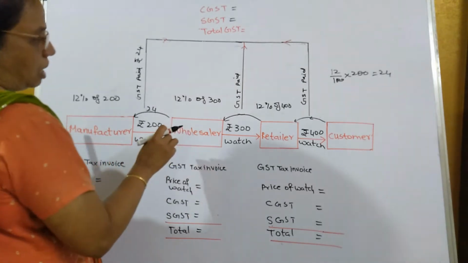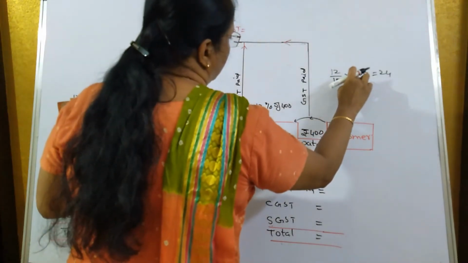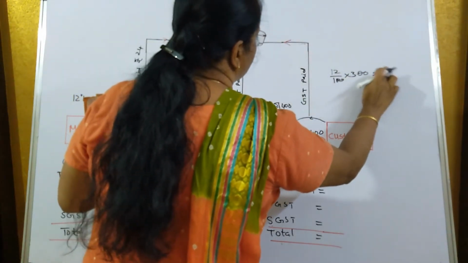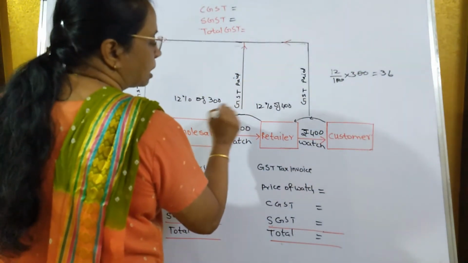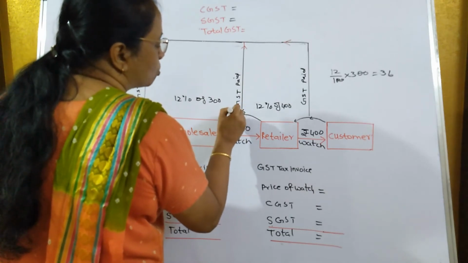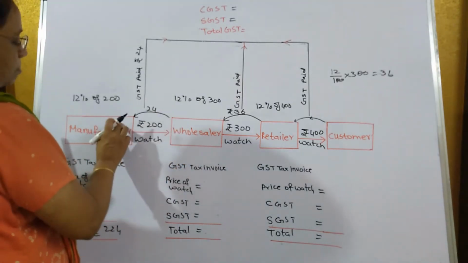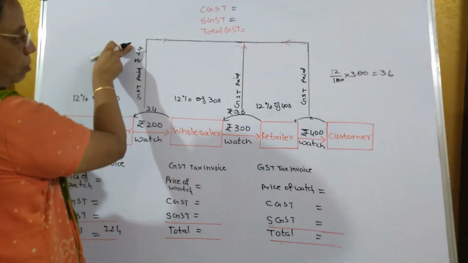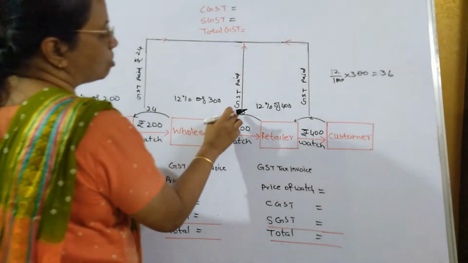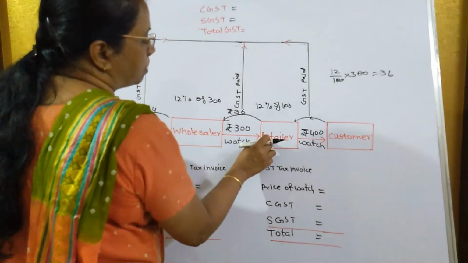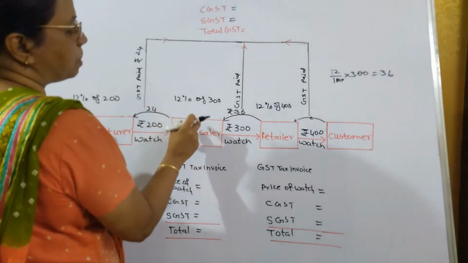Now what is a wholesaler? He sold it at rupees 300. So if I take 12% of 300, I'll get how much? 36 rupees. And this 36 GST paid, he will get it from the retailer. So the manufacturer gets rupees 24 he paid as GST from the wholesaler, and the wholesaler's GST is rupees 36, which he'll get from the retailer, and this 24 is also included as part of the GST paid by the wholesaler.